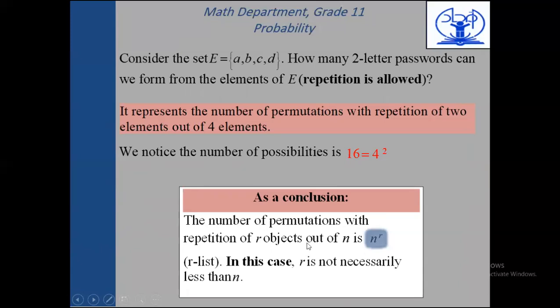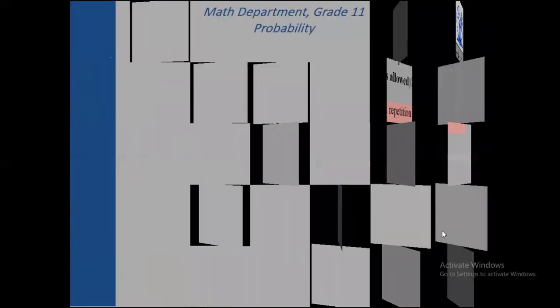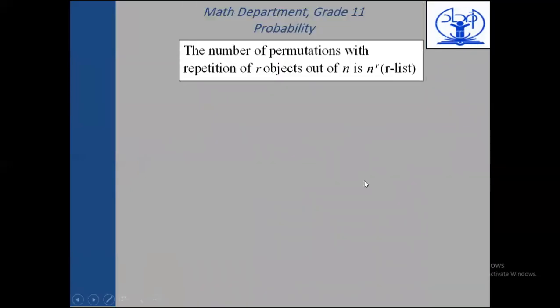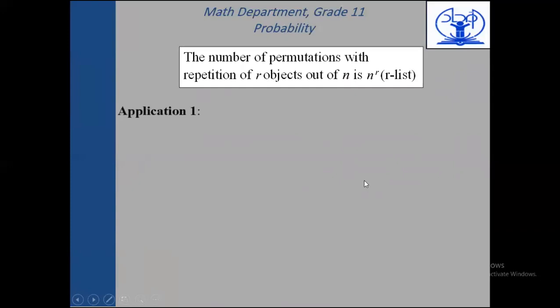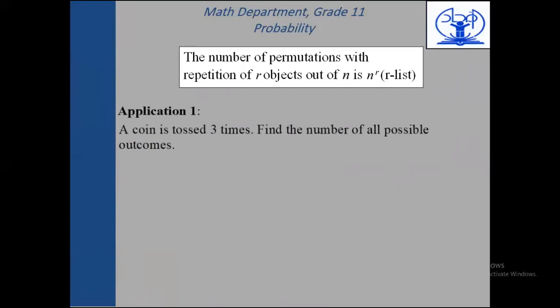Again, I'm telling you, you don't need to use this particular formula. You can think about the situation starting from the fundamental counting principle, by thinking of the number of options for the first step, the number of options for the next step, and then you multiply them all. But if you can match the situation with one of the general cases, you can give the answer directly. So the number of permutations with repetition of R objects out of N is N to the R.